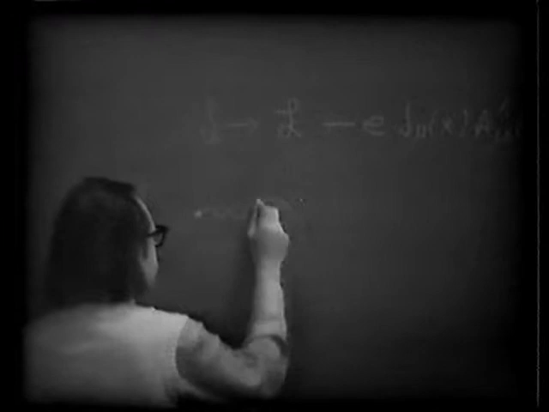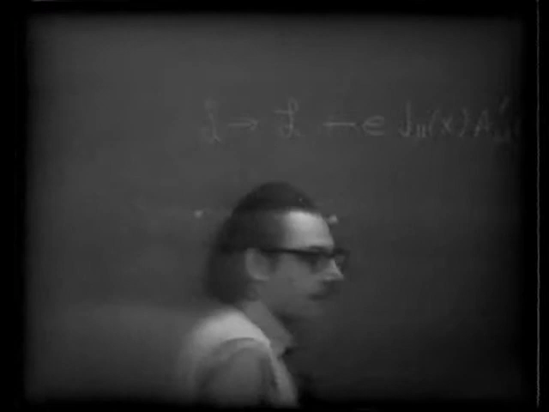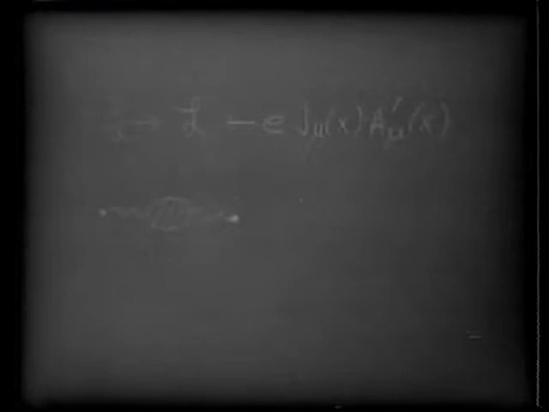The vacuum-to-vacuum amplitude to order J squared, I'm assuming the charges are weak and that's the leading order, is of course very simple. The current makes a photon. The photon goes on to electron-positron pairs or whatever and then comes back again, reassembling the propagator. The heavy dot is the interaction with the external current.